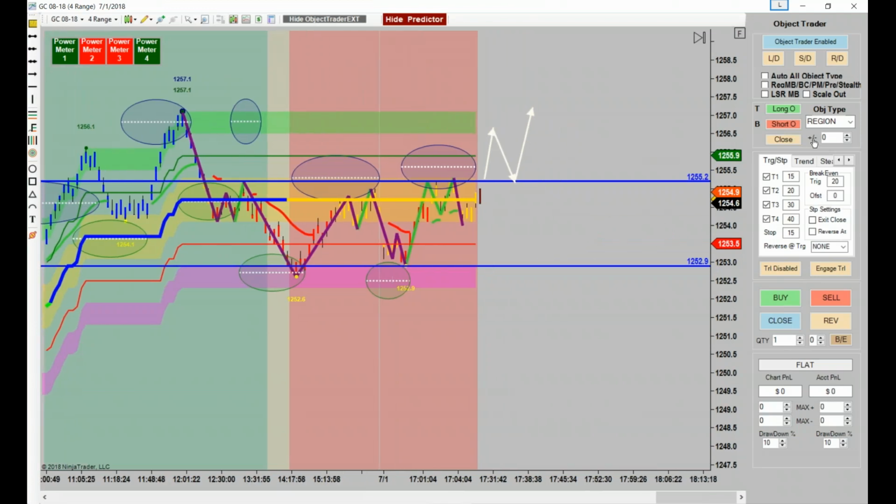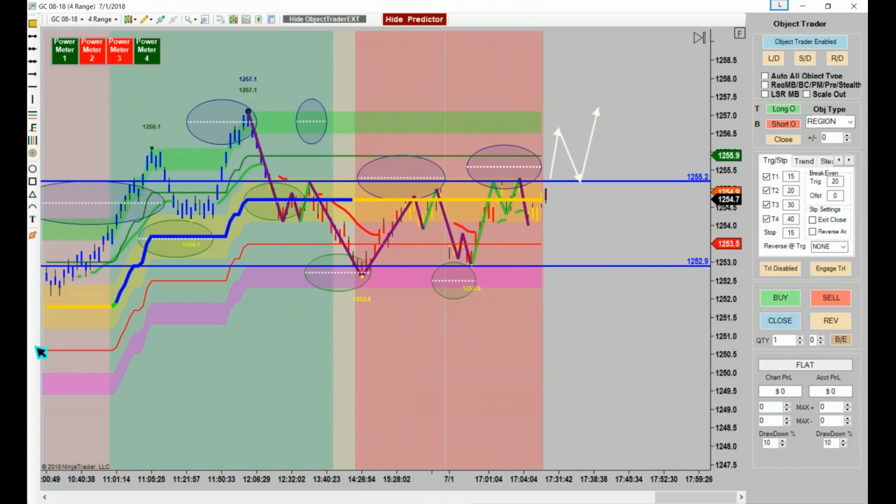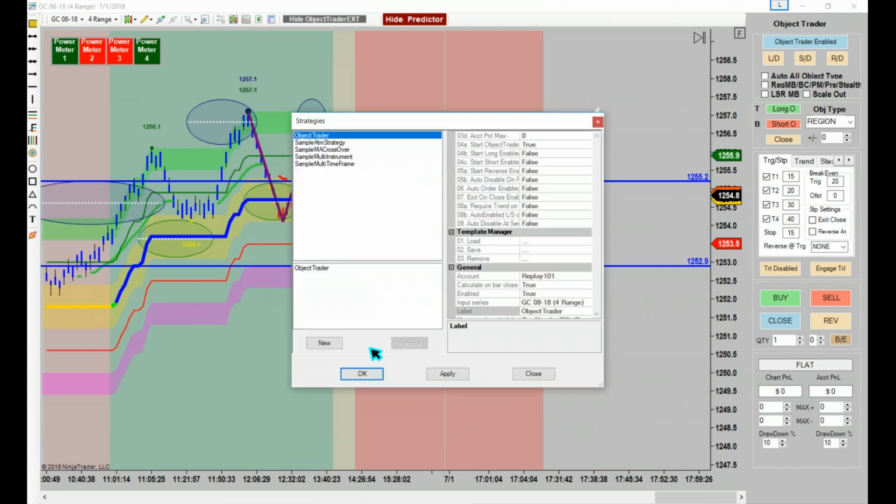Bear with me a second. I may have to... Hopefully I don't have to restart ObjectTrader. Let's see if we can fast forward this a little bit more. I may have to restart ObjectTrader. It won't take a second if I do. Yep, gonna have to. All right, let me go ahead and do that.